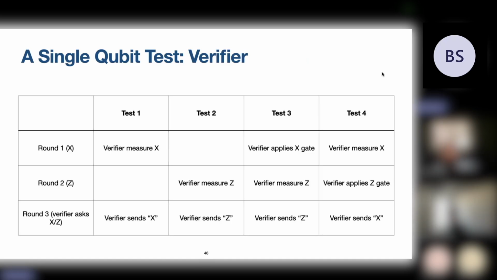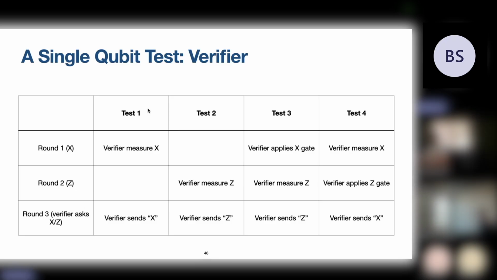And this is our protocol. We are going to have 4 tests, and in the protocol, you uniformly sample one test and do that. For the first type of testing, in the first round, the verifier measures the observable X, and in the last round, the verifier sends X. So basically, this is to prove the result of the first round and the third round is consistent.